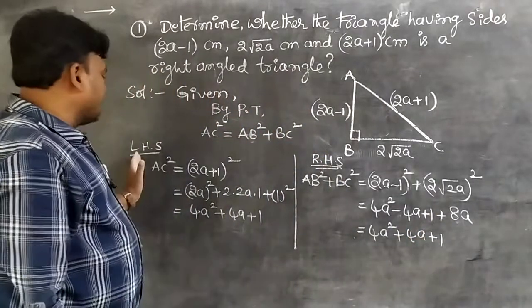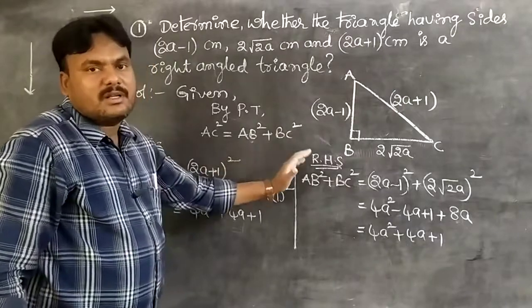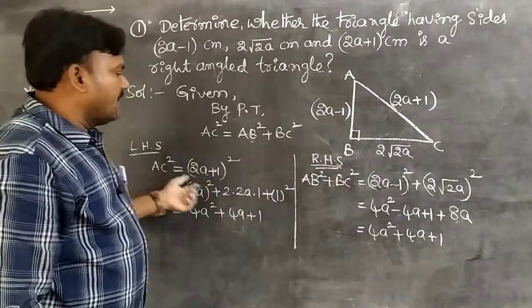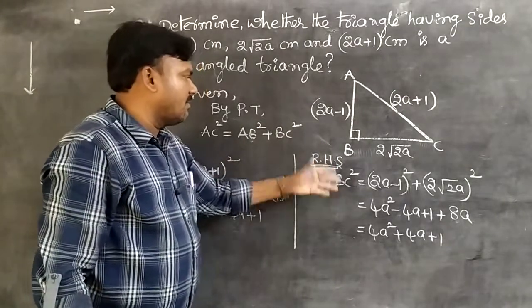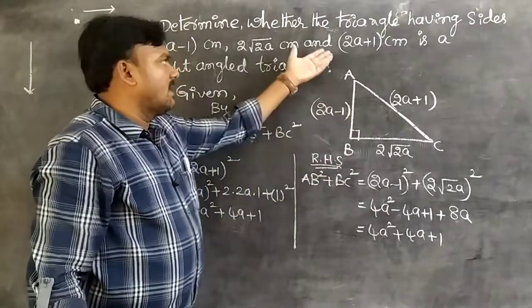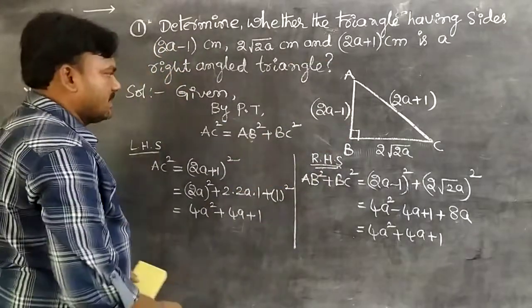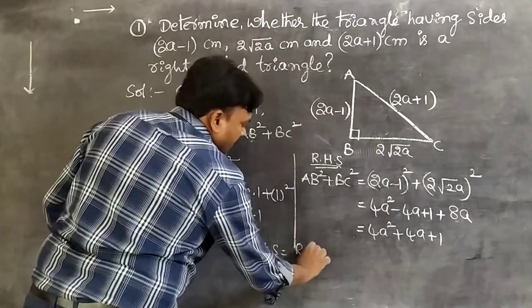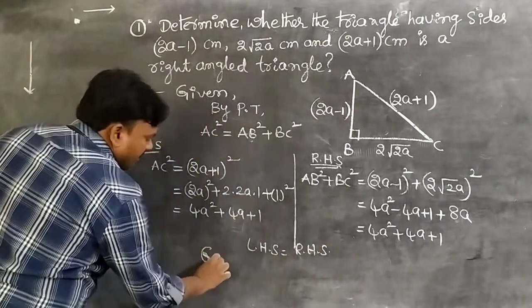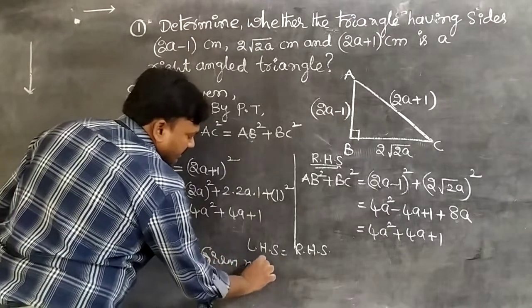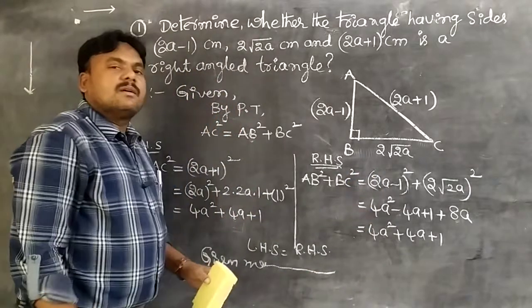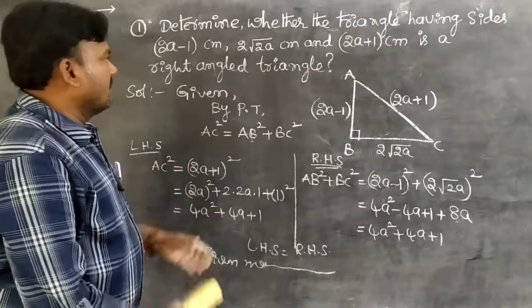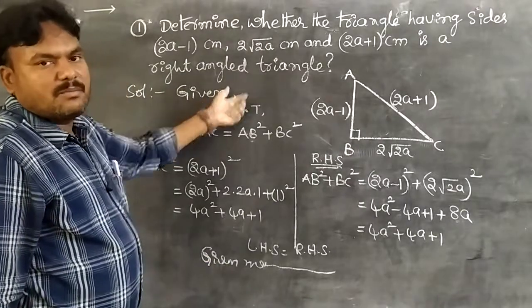So observe, the LHS and RHS are both equal. If AC square equals AB square plus BC square, then automatically the given measurements are right angle triangle measurements. So here LHS equals RHS. Then conclude: therefore, the given measurements are right angle triangle measurements. This is one important related Pythagoras theorem problem, students.